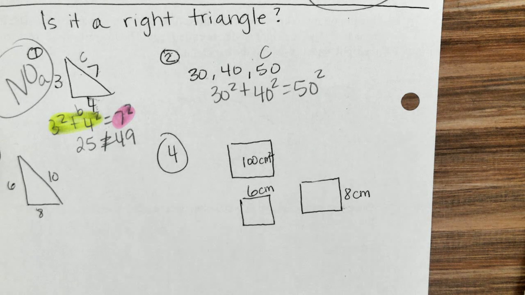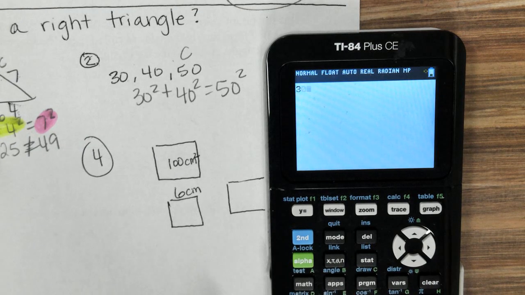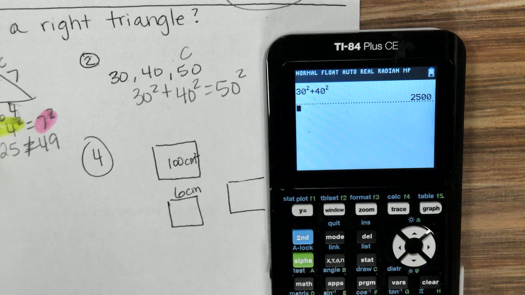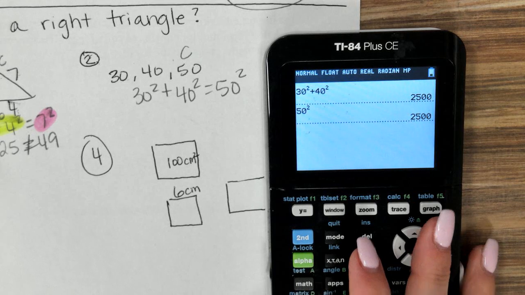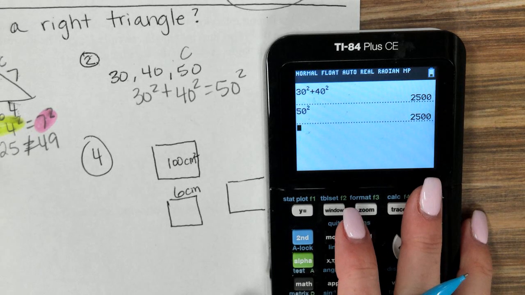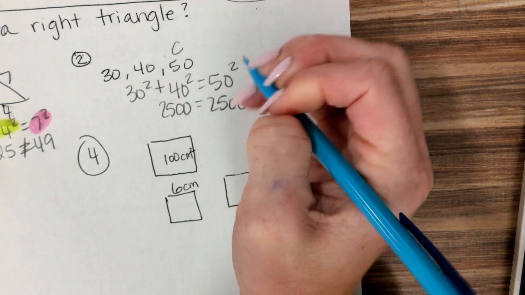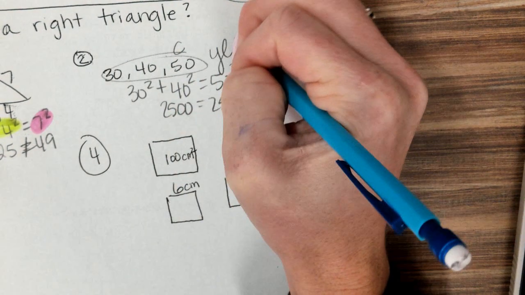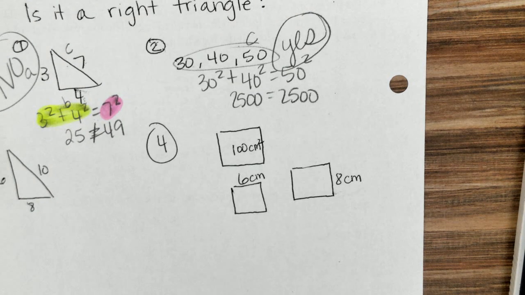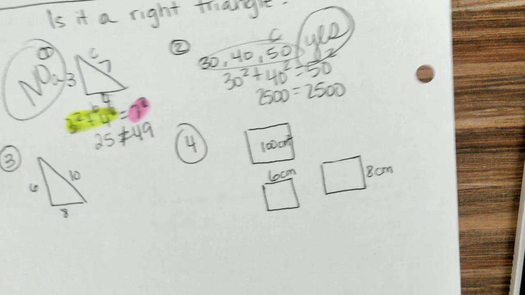So am I using my square root button on these? Really? No. No, not at all. I'm just putting them in my calculator. So 30 squared plus 40 squared is 2,500, and 50 squared is 2,500. Do those equal each other? Yes, 2,500 equals 2,500. So would these 3 numbers make a right triangle? Yes. Okay, try number 3 and 4.